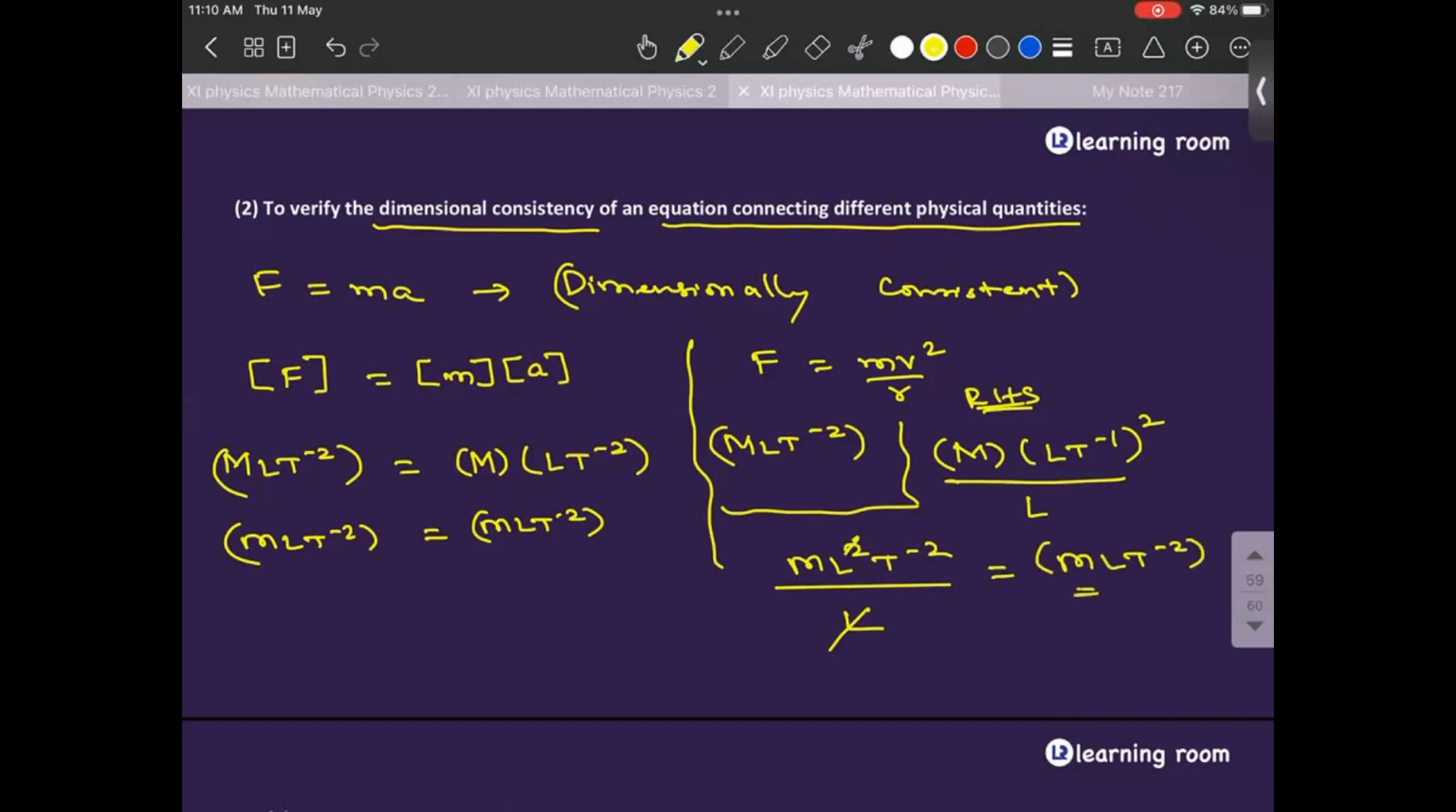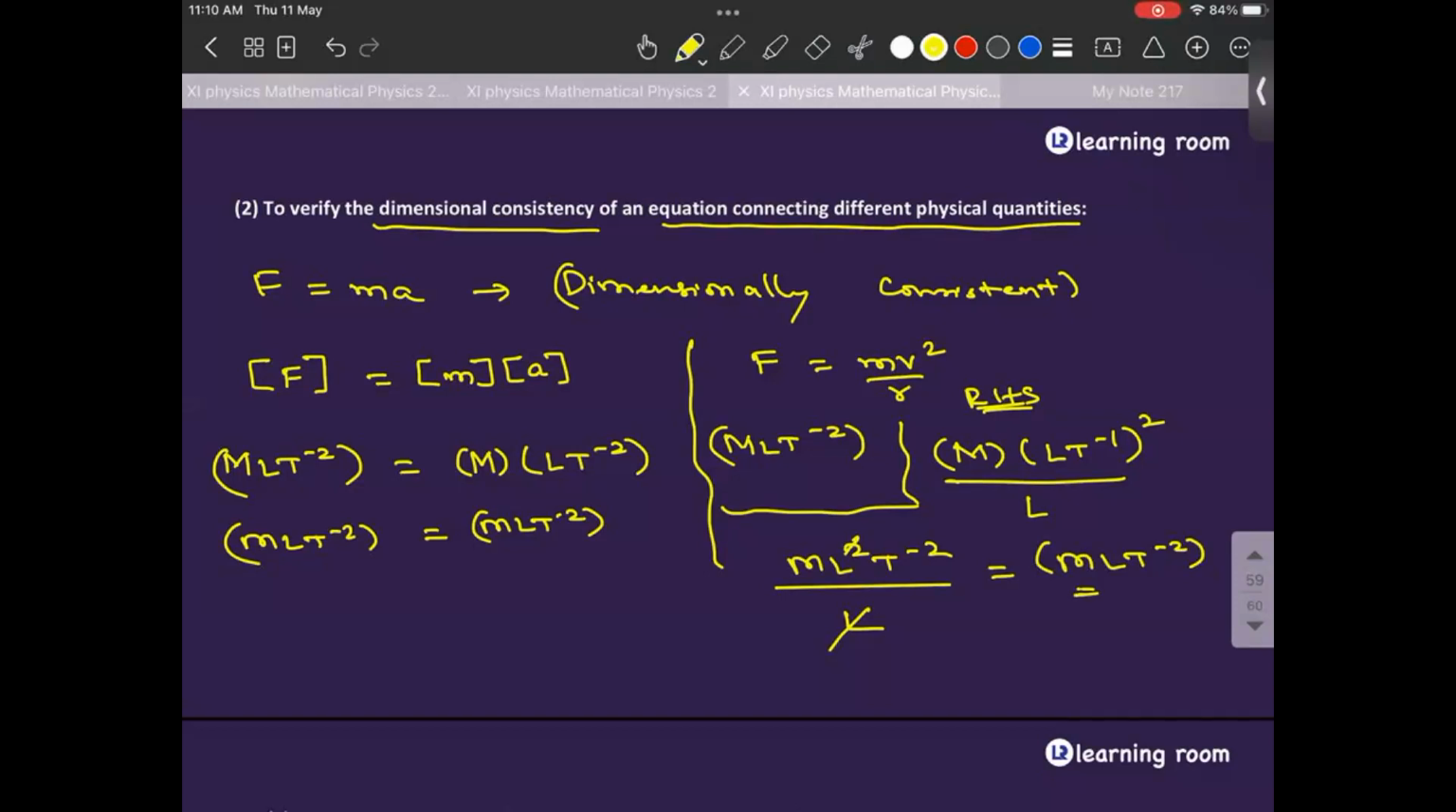What can you conclude? F is equal to mv square by R is a possible equation because it is dimensionally consistent. I'm saying it is possible. I don't know whether it is right or wrong. It is possible. Okay. Are you able to understand? See, F is equal to MA, you already know. F is equal to mv square by R, you have not seen it till now. So that is why I'm very careful in telling what I'm telling. I'm saying it is a possible equation.